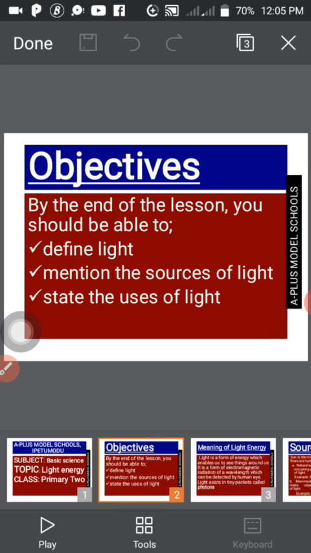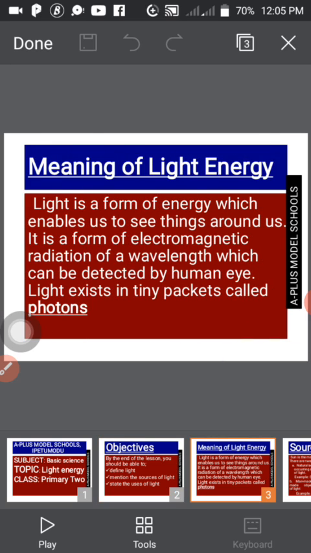Now, what is the meaning of light energy? Light is the form of energy which enables us to see things around us. It is with the help of light that we can see things around us. Without light, we can't see things around us. So light is the form of energy which enables us to see things around us.